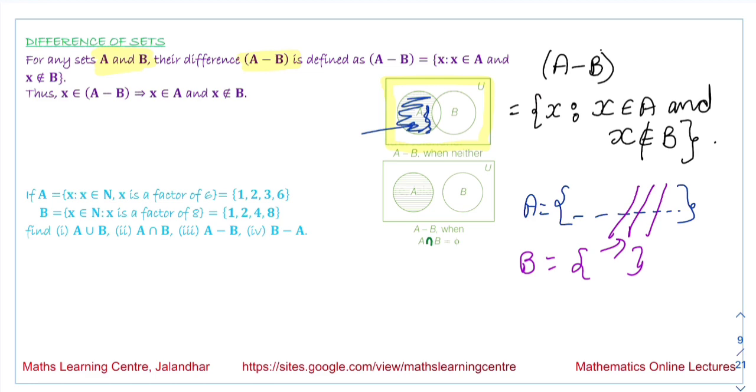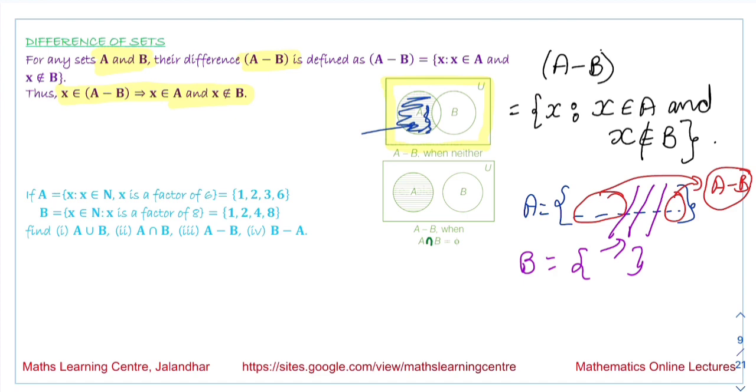The remaining elements that are over here will give us A minus B. That is, from A we have removed the elements of B. That is the difference of two sets. This is mentioned over here: X belongs to A minus B implies X belongs to A and X does not belong to B.